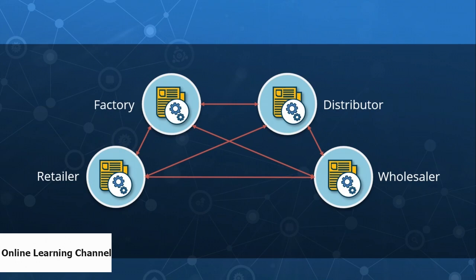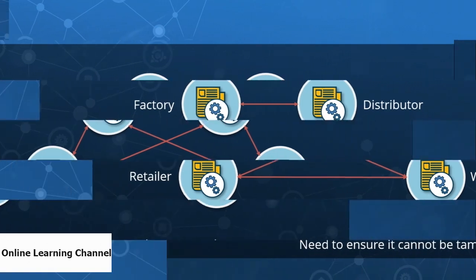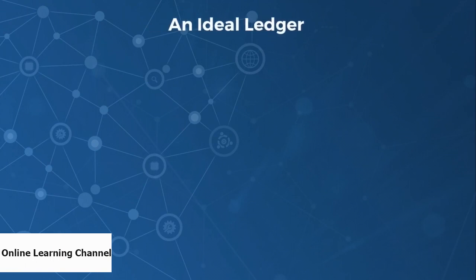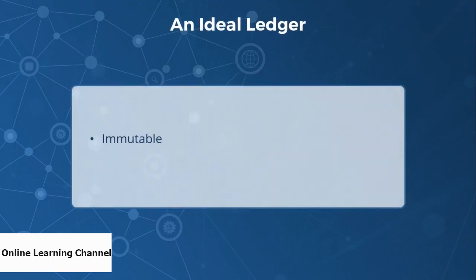However, such a setup will work only if there is some mechanism to ensure that the ledger cannot be tampered with. So all of these participants in the supply chain can work in a system of trust only if they all happen to have a common ledger which they know is tamper-proof and is the universal source of truth. So what are the ideal qualities of such a ledger? That it must be immutable, and that each of the records which make up the ledger should also be verifiable.